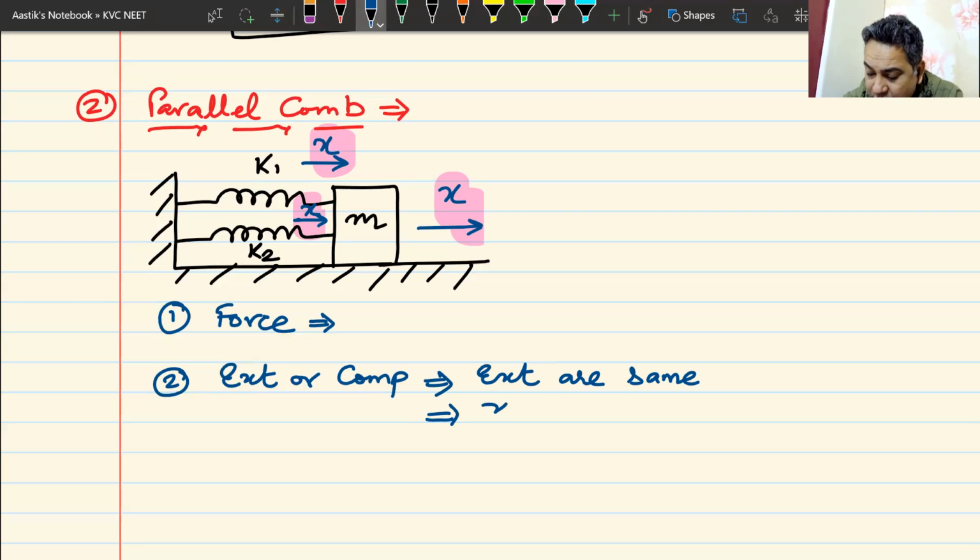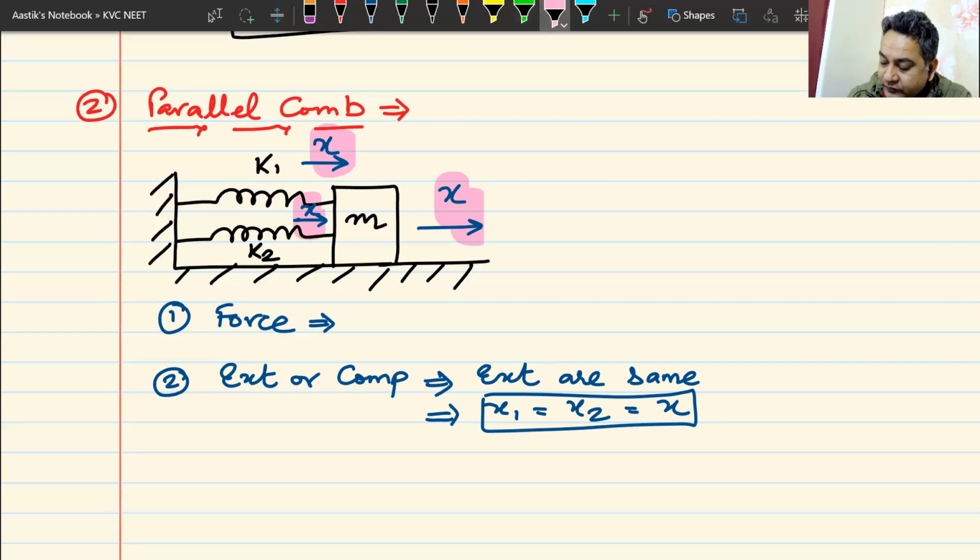They all extend or compress by the same amount. X1 will be equal to X2 if I call them X1 and X2. Why would I call them X1 and X2 if I can simply call them X? Because they are all equal to X. I'm only talking about two springs here. There could have been more than two springs. They extend by the same amount.